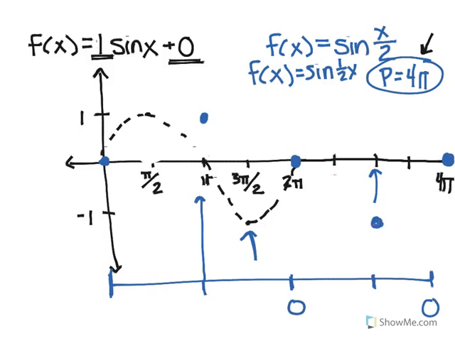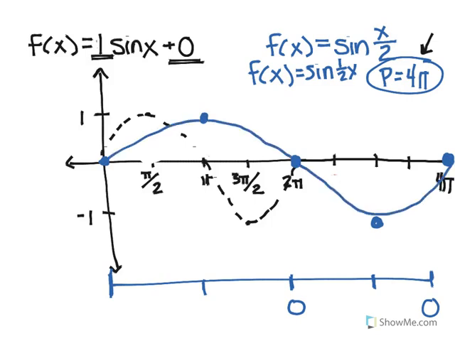So now that I have all my 5 key points in here, I'm going to just clean this up real quick. I'm just going to connect them, and I should have a graph that is the same exact thing as my parent function, just stretched out so that it takes twice as long to end. Like that. So that's going to be the effect of a period on the parent function.